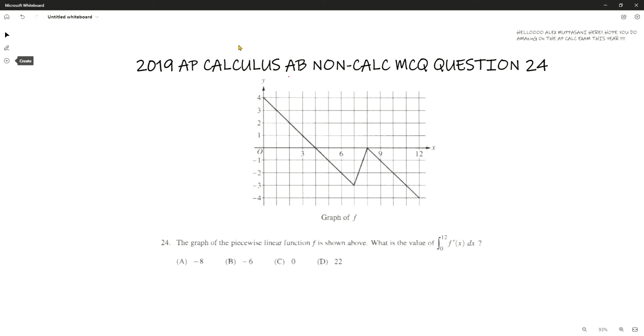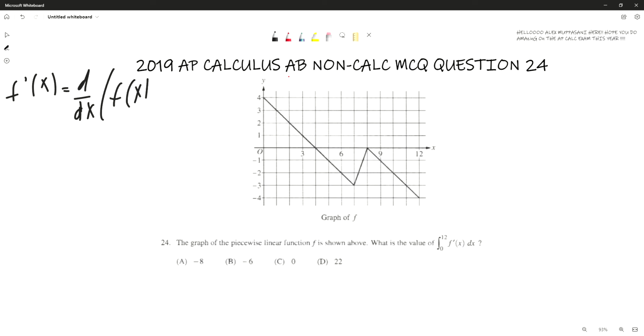Hopefully you know this, but f prime of x is the derivative of the function f of x. So let me just write that real quick right here. F prime of x equals the derivative of f of x, right? So what are we told to find in this problem? Well, we are told to find the value of this integral.